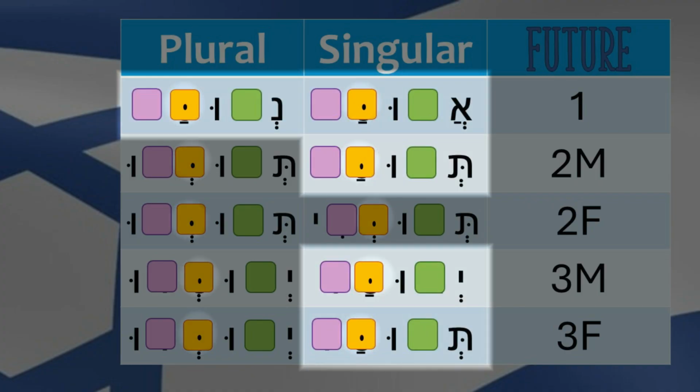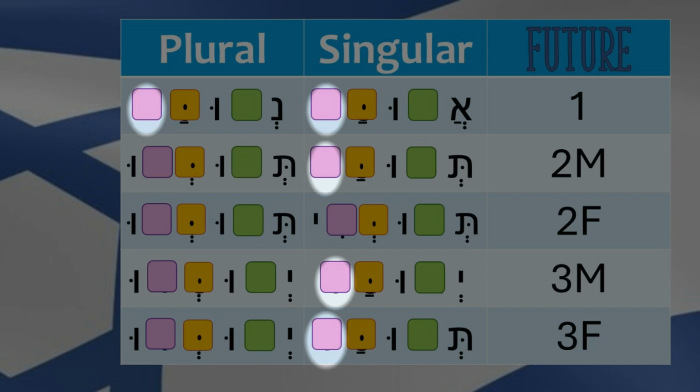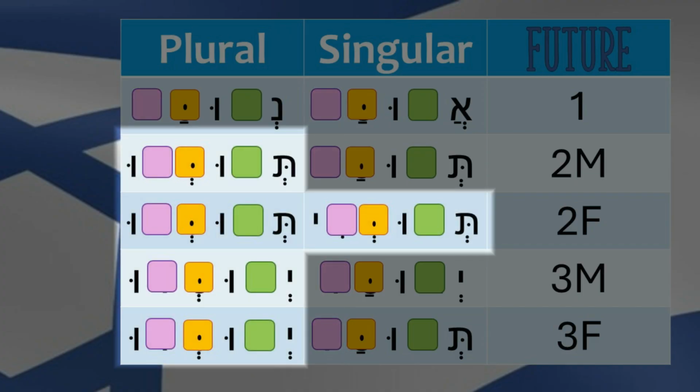Now for the verb forms that do not have a suffix, that second shoresh letter is also going to have a patach. And then we're going to have the last shoresh letter just sitting there on its own with no vowel under it at all.